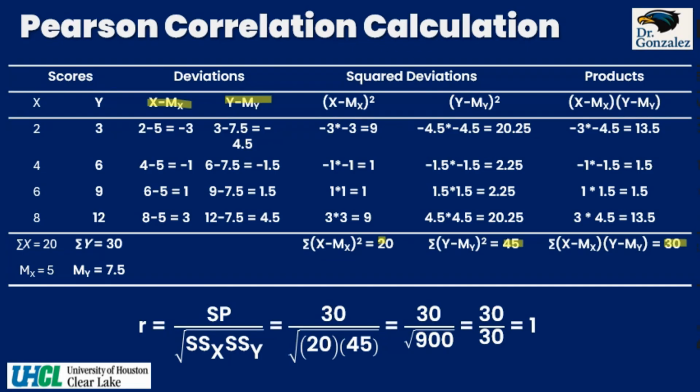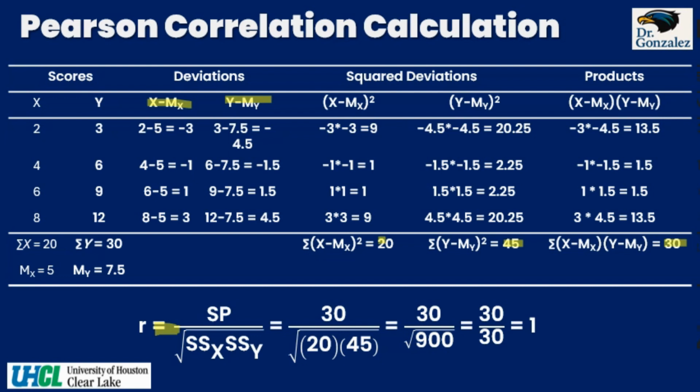So I'm going to take that 30 and substitute it in this formula here. This formula is the Pearson r formula: sum of products over the square root of the sum of squares of x times the sum of squares of y.